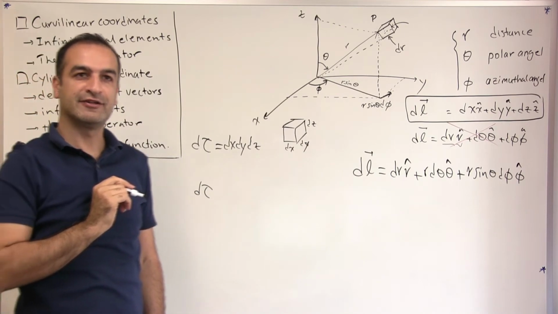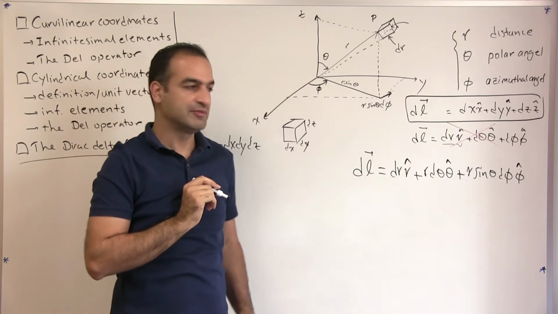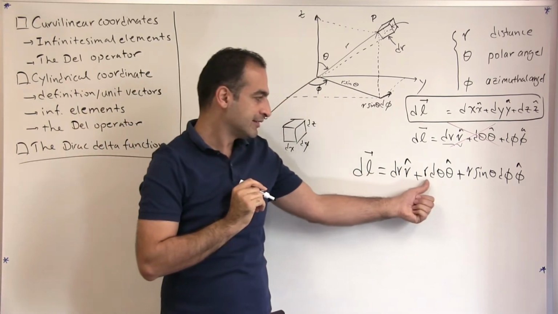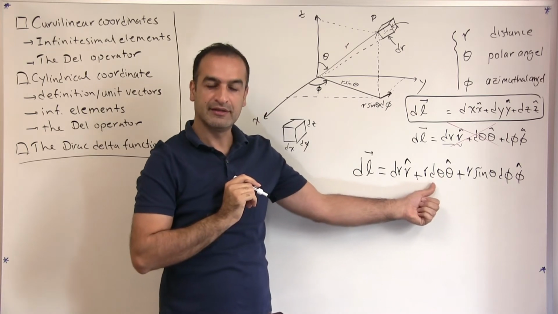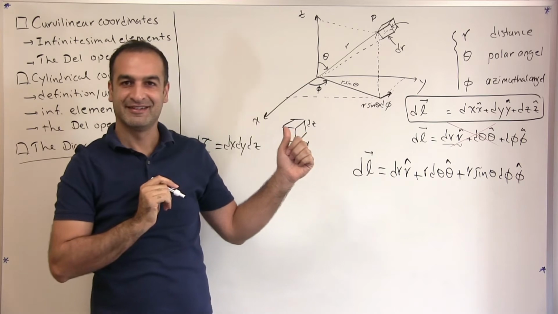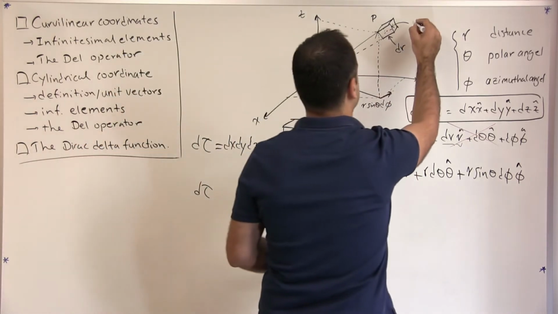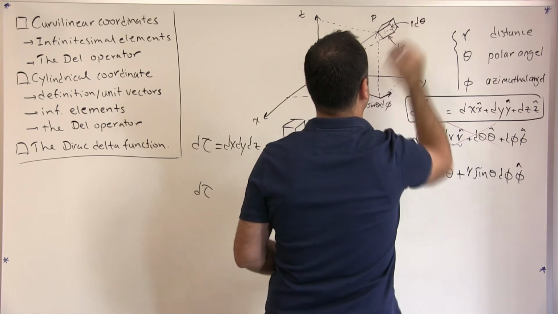That is in the direction of theta hat. And the length should be r d theta. Is that correct? Yeah. Yes? Anyone else? Okay, so this is going to be r d theta.